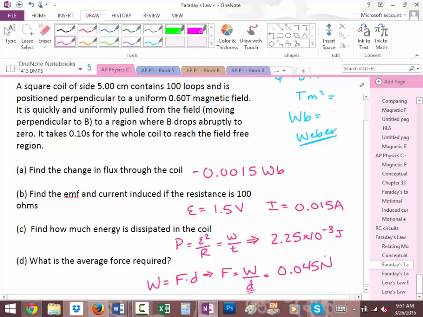The thing that's really important is to keep in mind what's going on when an EMF is being induced, right? Change in magnetic field or change in area or change in flux, so that means that the amount of flux that's going through is going down. Okay?